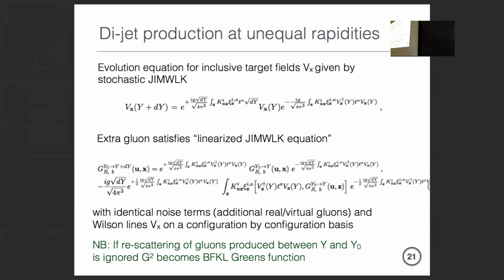Yeah, because you're just putting in one extra gluon, essentially, and you're acting with a derivative. You want to know the action of a derivative, so how do you take a derivative? You do an infinitesimal variation.